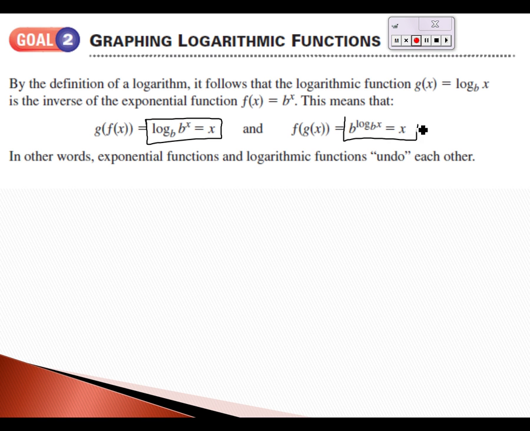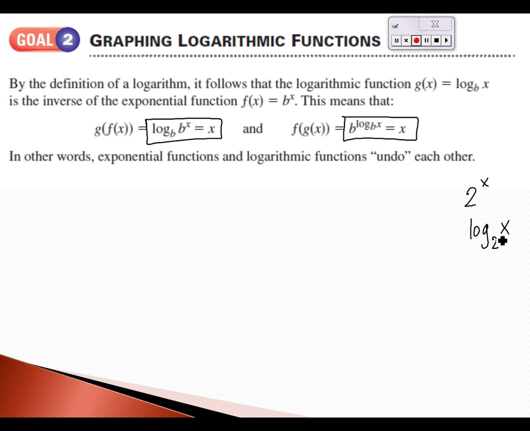Two properties. I'm going to put them in a box, and these are two more properties of logarithms that I need you to know. I can't tell you what they're called yet. I've been holding out on you. The logarithmic function that we've been dealing with and the exponential function, 2 to the x and log base 2 of x, have a very special relationship. They are inverses.